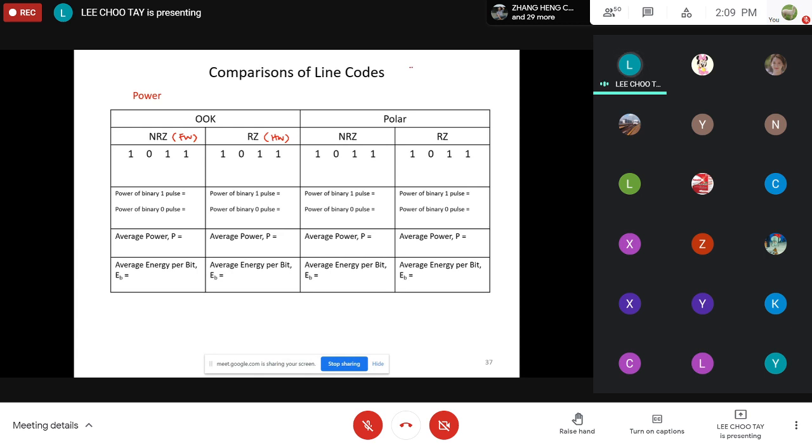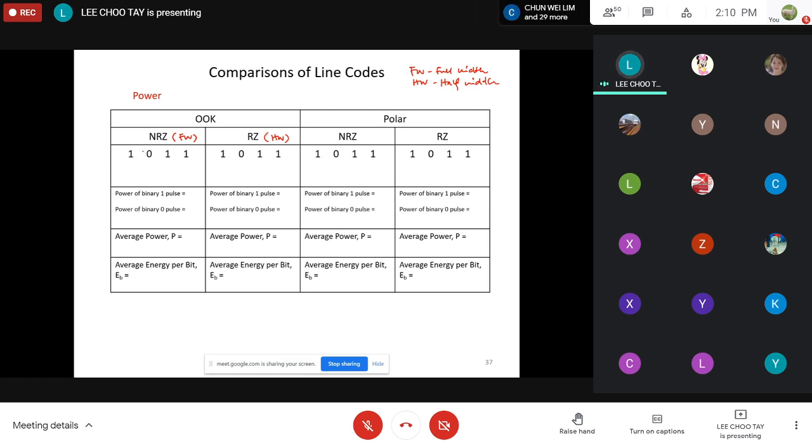Let me write down: FW stands for full width, and HW stands for half width. And RZ, you know what it means: non-return to zero and return to zero. And then for polar as well, we are going to compare the bandwidth requirement using the non-return to zero version and also the return to zero version. We're going to transmit the same binary bit stream, so we're going to transmit 1011.